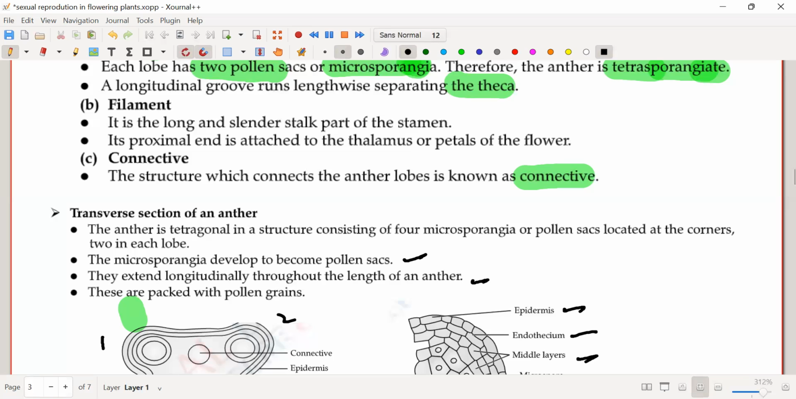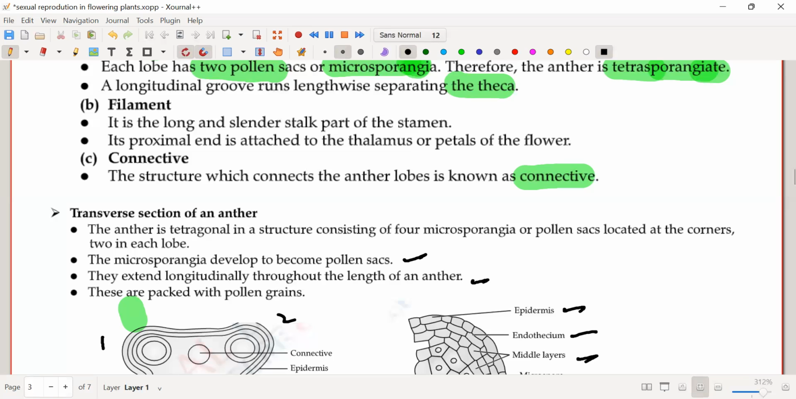Sporogenous tissue undergoes mitotic division, forming microspore tetrads. Each sporogenous tissue cell is a microspore mother cell, or pollen mother cell. The process of formation of microspores from the pollen mother cell is known as microsporogenesis. Then dehiscence of anthers: due to this dehiscence only, the pollen grains are shed out.